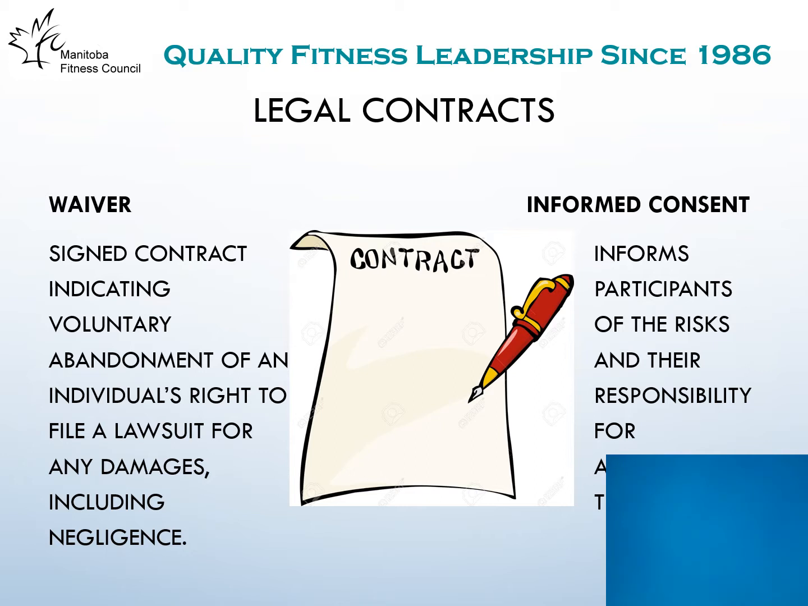And informed consent is a little bit different. It informs participants of the risks and the responsibility for accepting those risks. So every exercise program has some risks. Even as safe as you can be, telling people to wear shoes in and out, there still could be a possibility that they fall when they are going into the pool. So your informed consent would outline some of those issues so that people are very aware of what the issues could be by participating in your class.